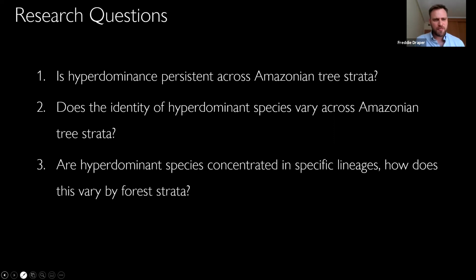So then these are the three broad research questions that we addressed in this study. Is hyperdominance persistent across Amazonian tree strata? Does the identity of these hyperdominant species vary across strata? And finally, are hyperdominant species concentrated in specific lineages, and how does this vary across strata?